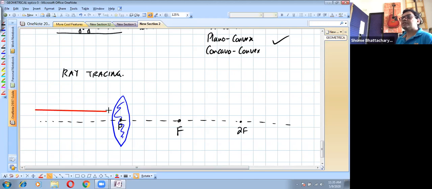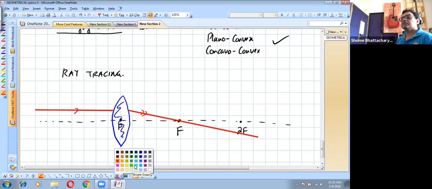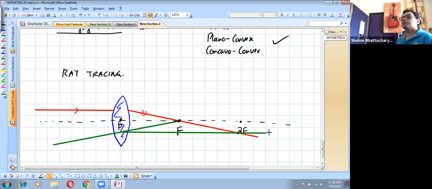This is very similar to mirrors actually, only that there it was reflection, here it is refraction. So a ray passing parallel to the principal axis will pass through the focal point. Then the inverse of this, if we consider a ray which is supposedly aimed at the focal point, then such a ray after refraction becomes parallel to the principal axis.